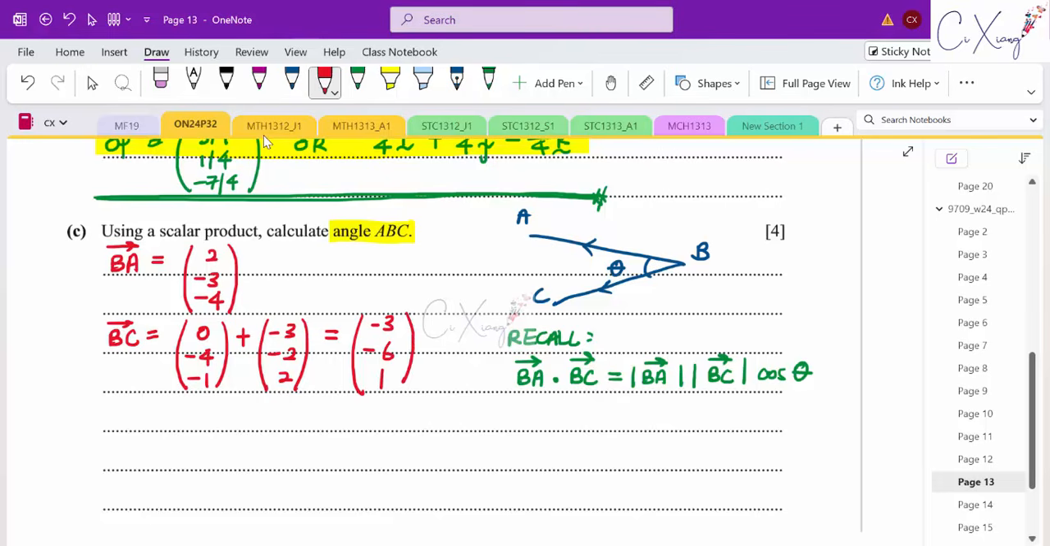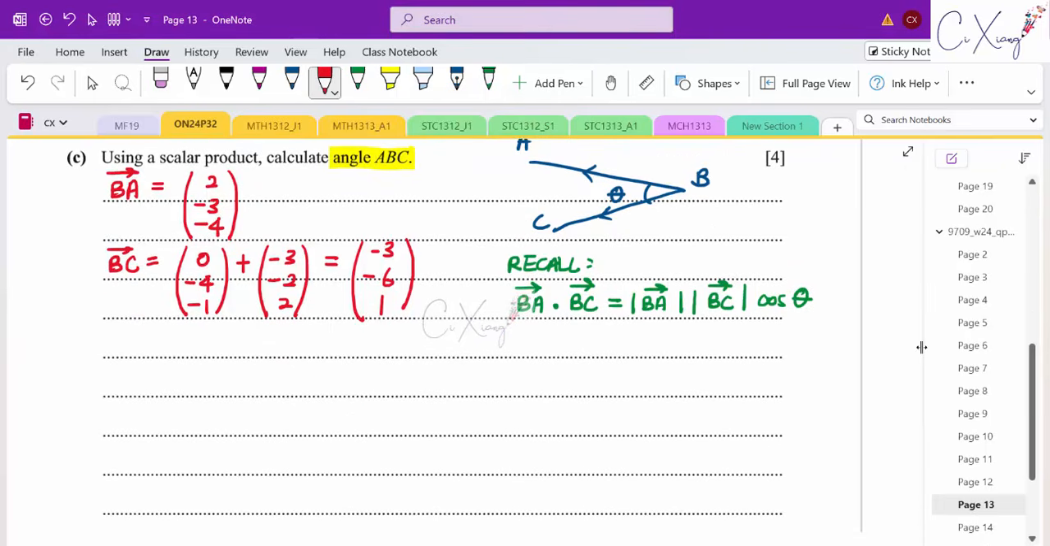Okay, so once I successfully get the vectors that I need in this part, then we'll start the calculation here. Alright, so according to the formula, it's BA dot BC. So BA dot BC. Okay, then let's put in the modulus of BA. Modulus of BA will be 2 square plus -3 square plus -4 square.